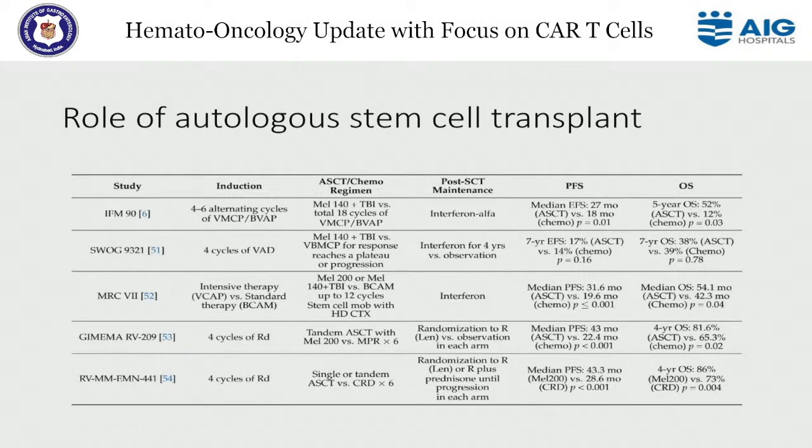This particular table shows the role of stem cell transplant versus only chemotherapy, and the role of stem cell transplant was clearly defined in multiple trials, where stem cell transplant gives more progression-free survival, up to 27 months, versus 18 months when we treat the patient with only chemotherapy.